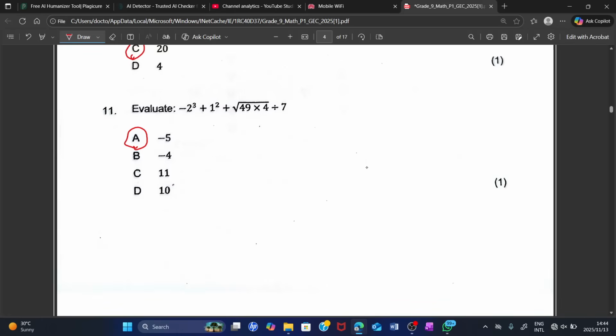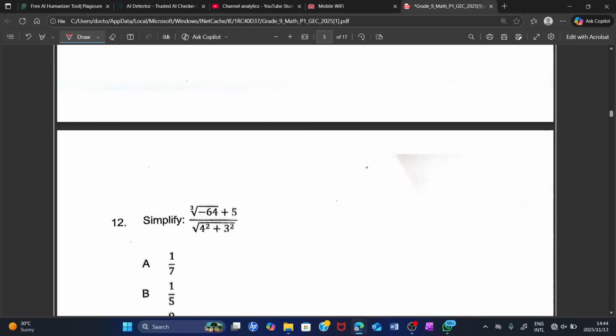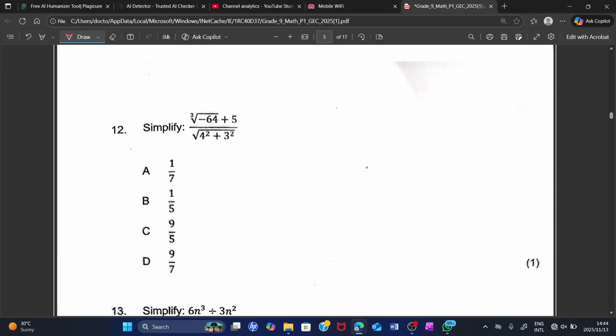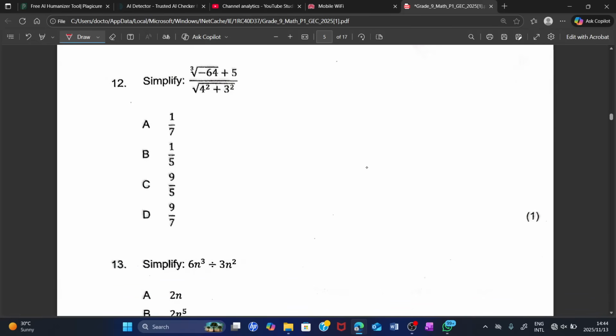Let's go to the rest of the questions. We start at question 12. Again, you press your calculator without having any problem. I'm pressing my calculator. I hope you are also pressing there. That is the answer for this. Meaning that the answer here, when you press at the numerator, will be B. That's 1/5 when you press your calculator.